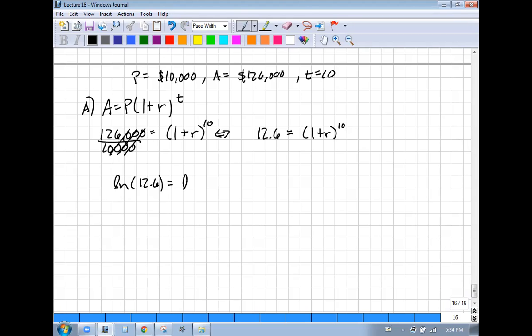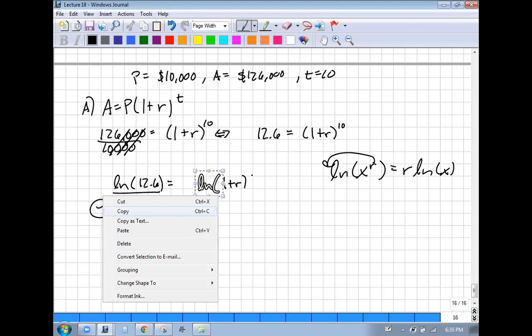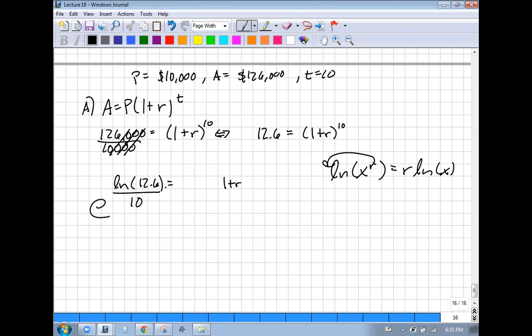Do our natural log. I like it better. Natural log of 1 plus R. And since the 10 is in here, we can put it out front. That rule, R natural log of X, you could just take that and put it out. So we could divide both sides by 10, and now we have to do E to the both sides, and then we could subtract 1 from both sides. That's what our R is going to be.